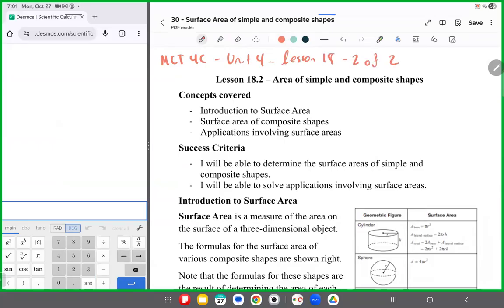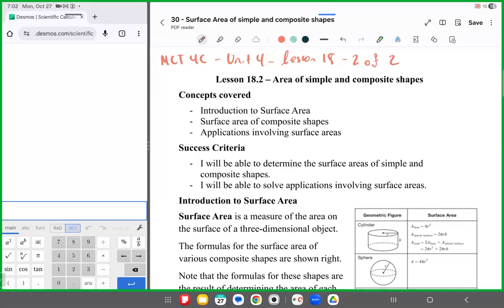So in the last lesson 18, we had a look at the area of simple and composite shapes, as well as applications. Now we're going to be looking at the area of simple and composite shapes, but with respect to surface area in 3 dimensions.